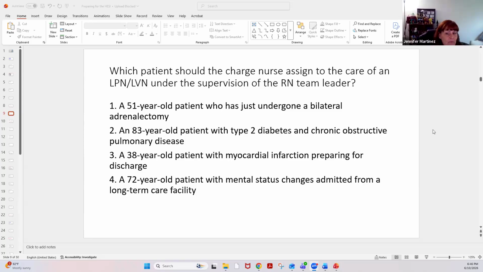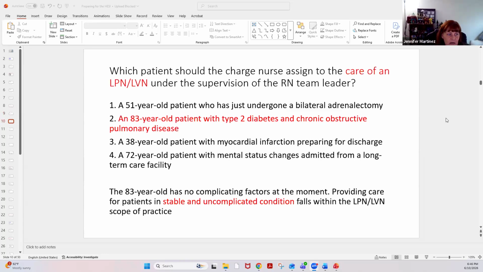So, using that thought process, which one are we going to assign to the LPN? I would say number 2. Okay. I think two too. I'm just looking at the chat too. All right. Absolutely. Okay.